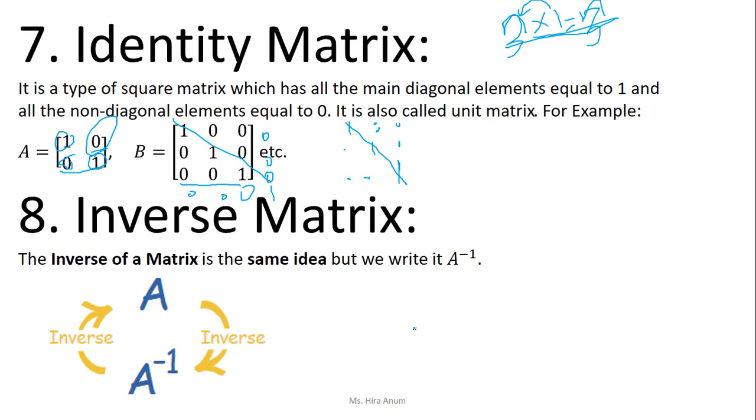Inverse. Similarly, we have 5 multiplied with 1 over 5, which is the inverse of 5, or say 2 to the power minus 2, the inverse of this. These kinds of inverse. Similarly, in matrices we have inverse A, the inverse of A inverse is A.